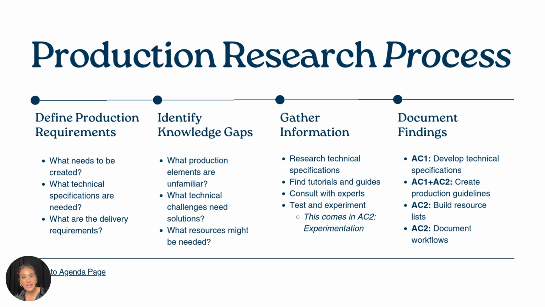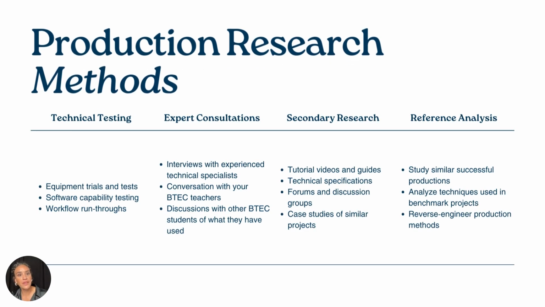Then you document your findings. So in AC1, you will develop those technical specifications and define them and say why. Then between AC1 and AC2, you'll have those guidelines to follow. In AC2, you build those resource lists, and then also you document your workflow. That would be your storyboard. That would be a big one, your production plan. So this all builds off of the work that you've done here in AC1.